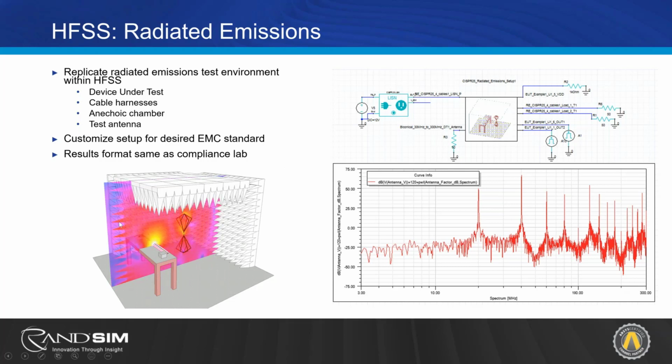That's what this animation is showing right here, a phase-dependent field plot of where the energy is being radiated and how it is propagating through free space to the test antenna. And some of these setups come as standard examples within the HFSS tool. You can use those as a starting point and then customize them accordingly for the compliance standard that you are trying to test against. And so this is particularly useful, but it does come at a cost.